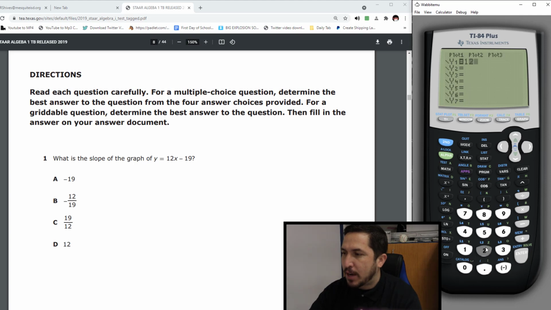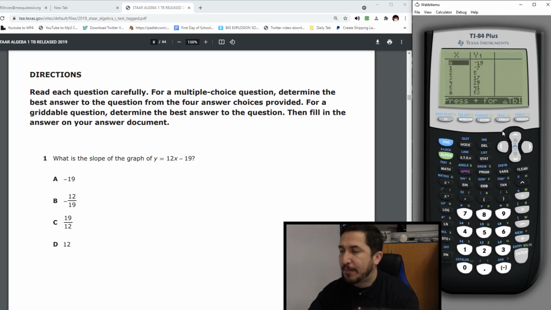This one right here is already solved for y, so I'm going to type in 12x minus 19, because that's how you're supposed to do it. Cool, and then I'm going to hit second graph. I've got to find 2 good points. Look, there's a ton of good points right here. The first one that I see is 0, negative 19. I don't like it because there's a negative number in there.